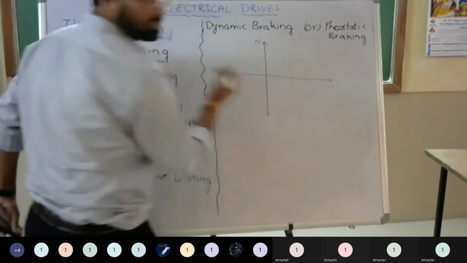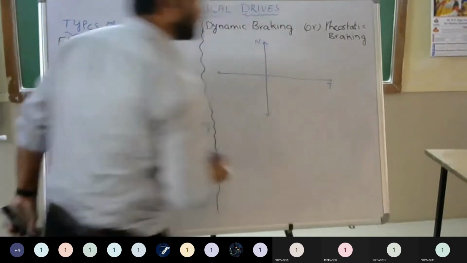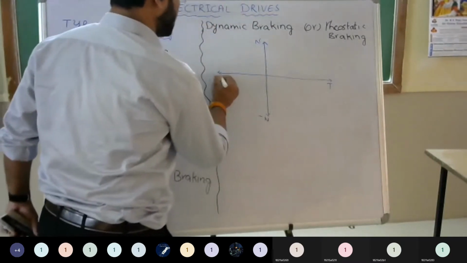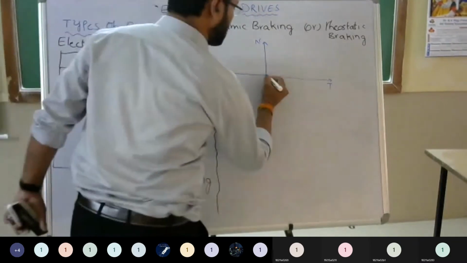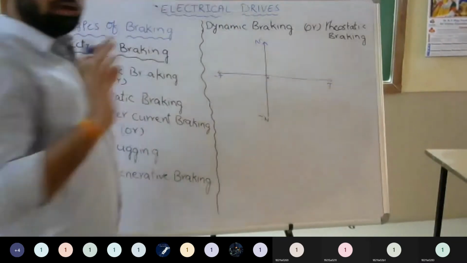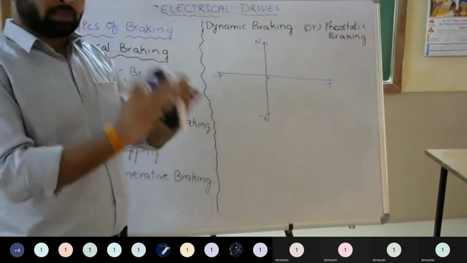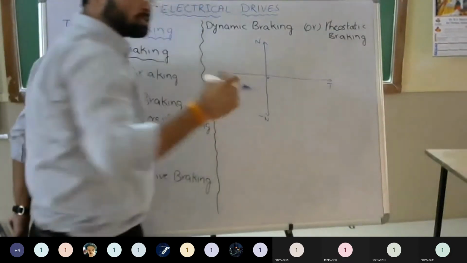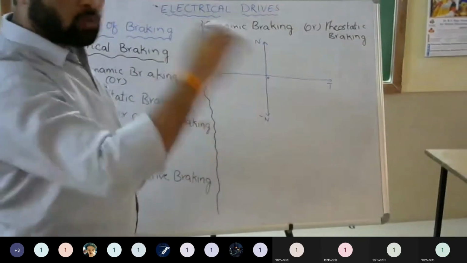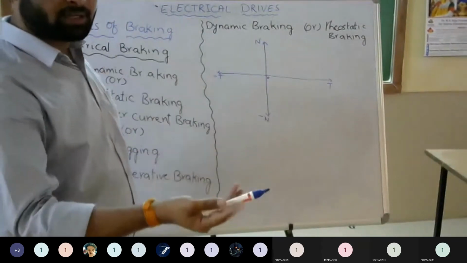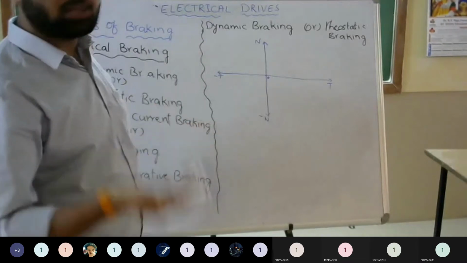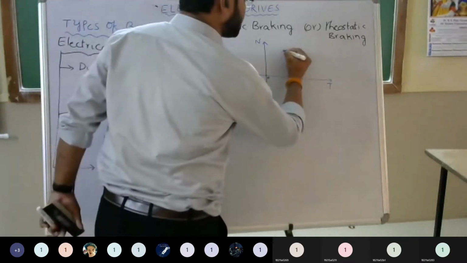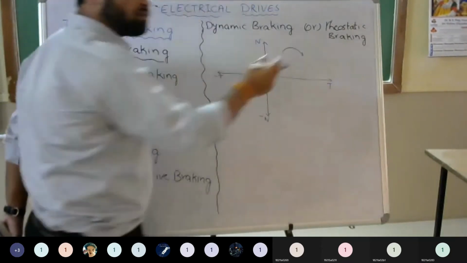Suppose consider this: the y-axis is speed and the x-axis is torque. This side will be negative speed, and this side will be negative torque. So what is the meaning of motoring? It is when we apply some torque and it rotates in some direction. Suppose clockwise rotation is considered the forward direction, then anti-clockwise becomes the reverse direction. Here I am considering clockwise as the forward direction.